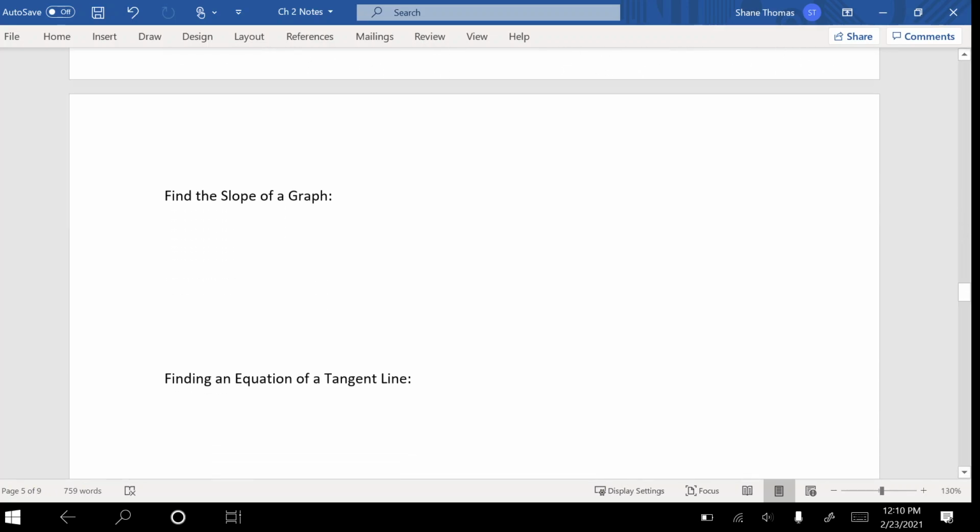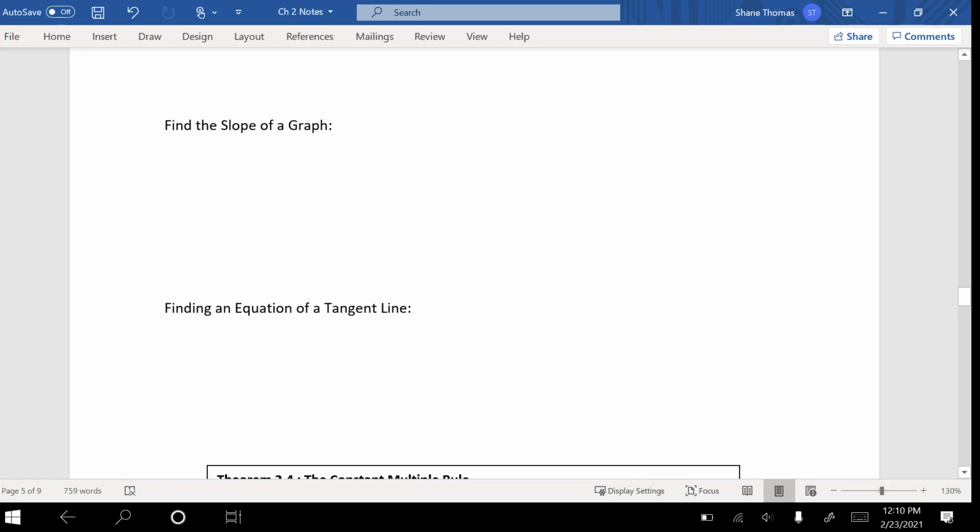All right, let's find the slope of the graph. So we want to find the slope of the graph of f of x equals x to the 4th. Now, if you want to find the slope of a graph anywhere, all you got to do, find the derivative, plug the value in. Okay? And we want to find the slope of the graph at x equals -1, 0, and 1.